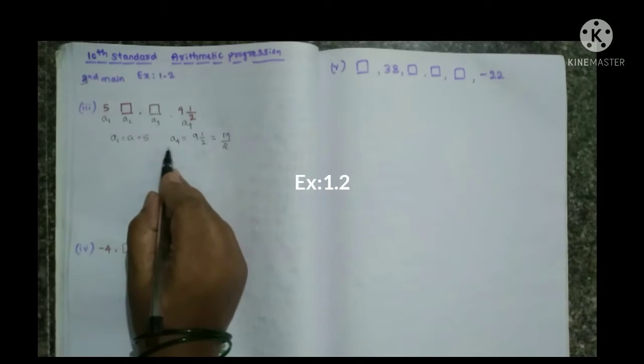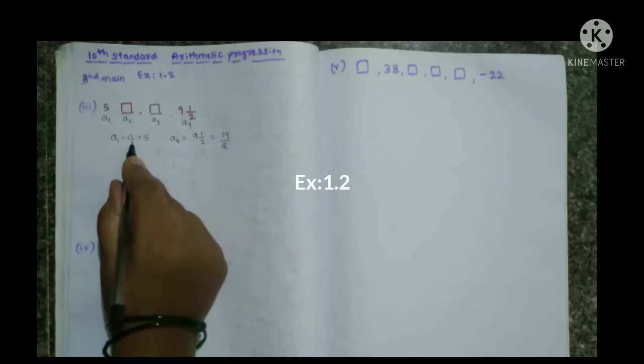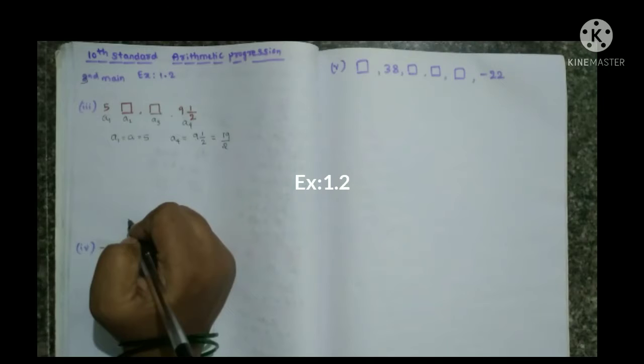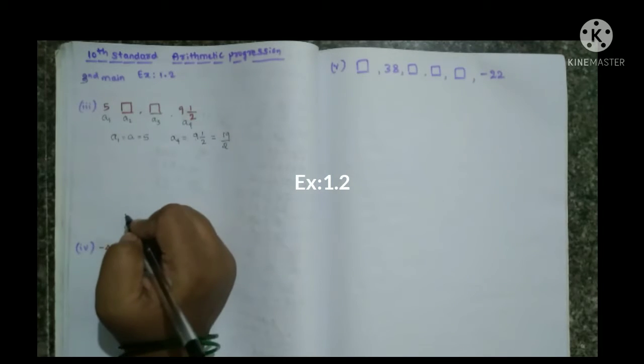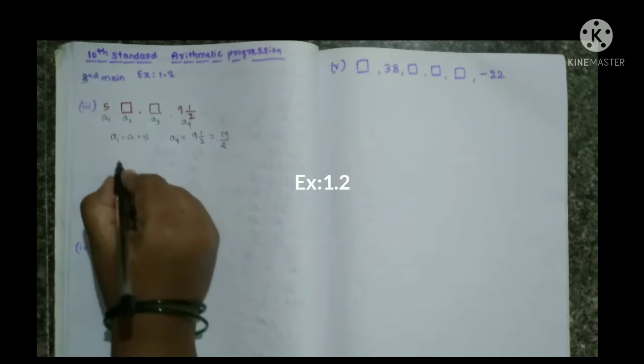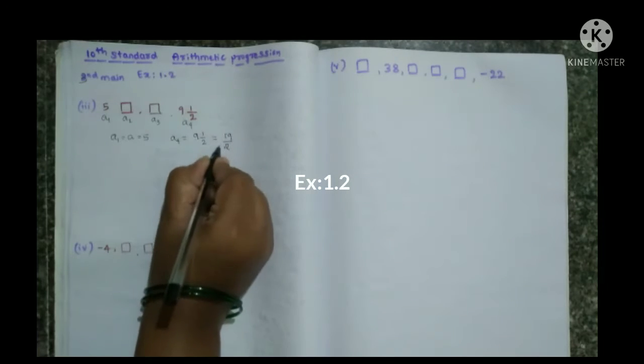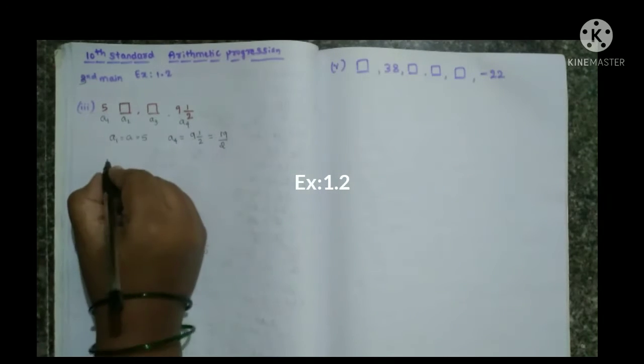Using the A4 formula, I can find the D value now. A value they have given, D value we have to find. While you want to write the AP, you have to find A and D values. A value we already have, so we have to find the D value now. So how will we find the D value? A4 equal to 19 by 2 is there, no? That we have to consider.